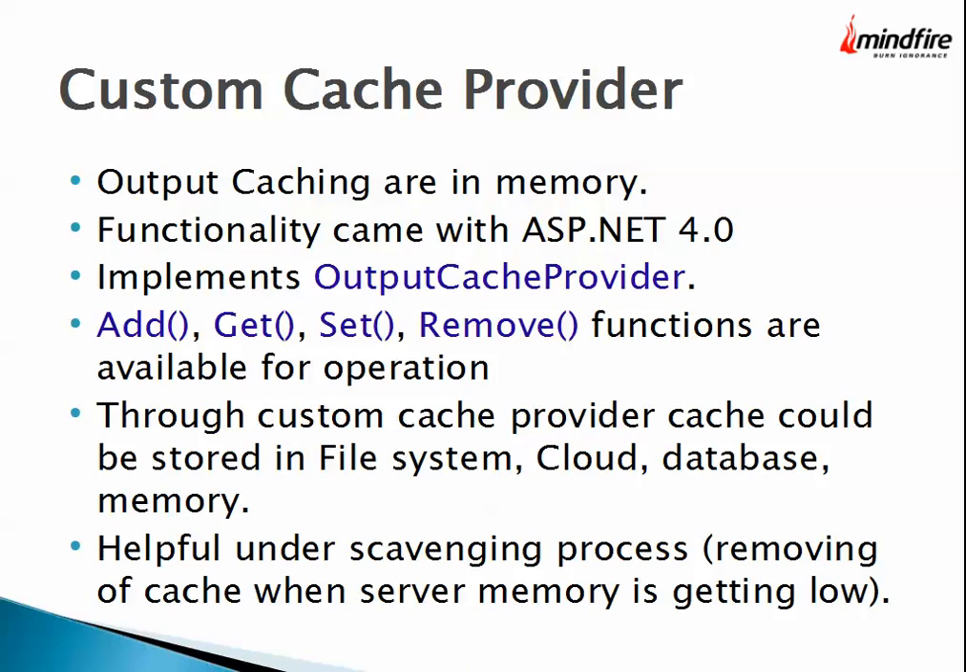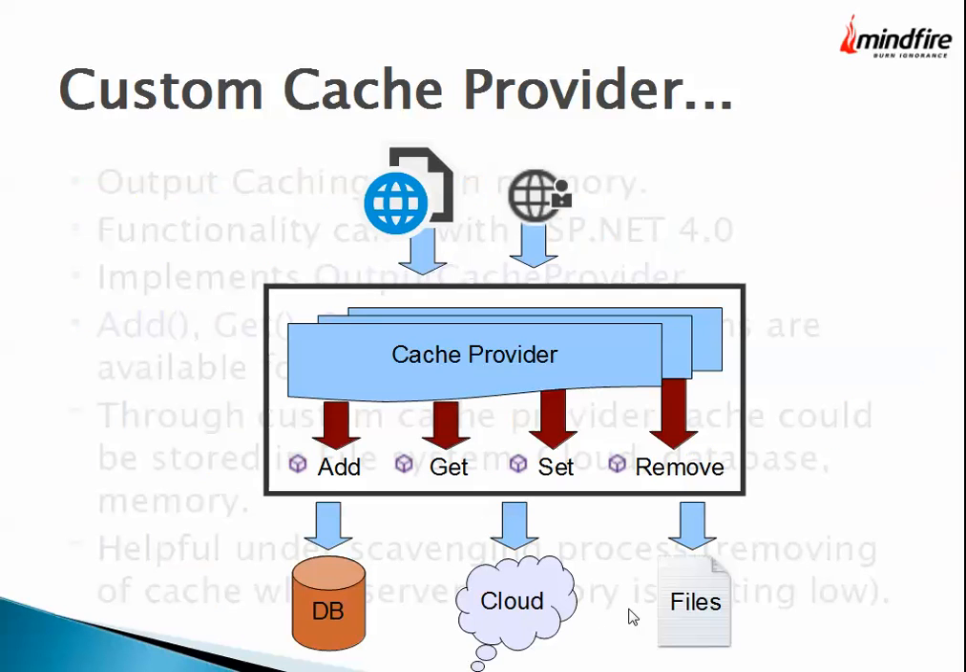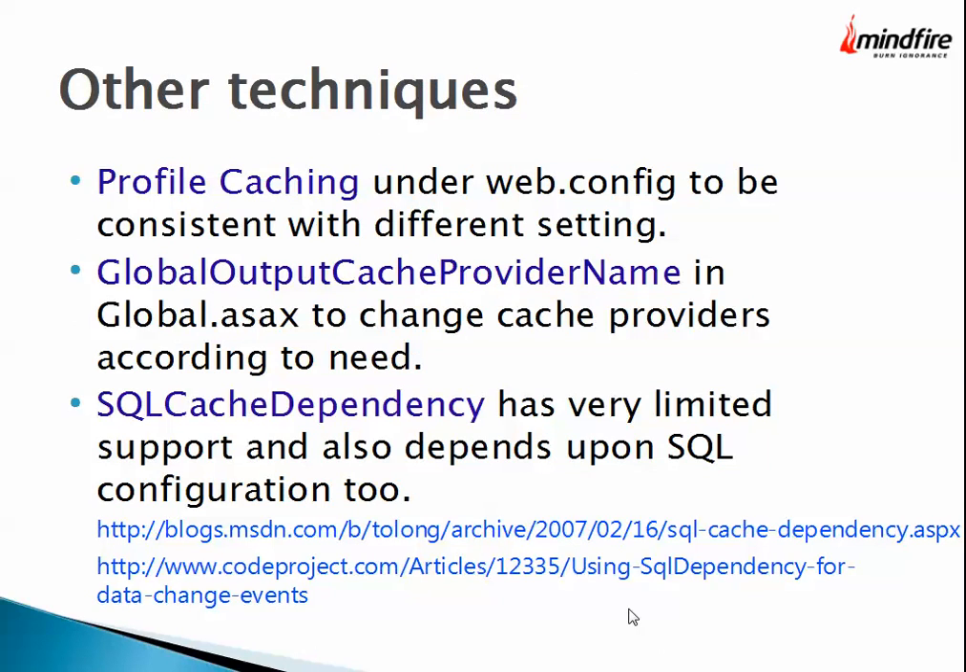So these are the things that I have talked about, like we can have file system, cloud, database or memory to save it. It depends upon us, and helpful under scavenging process, that is removing of cache when server memory is getting low. So that was my diagram, and then we come to the other techniques.